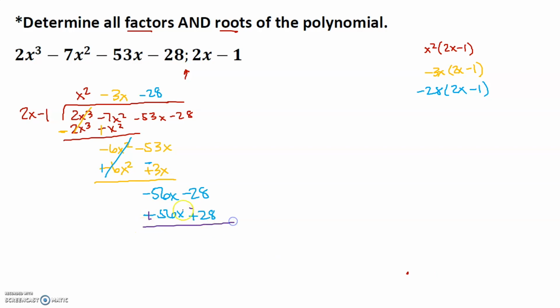Distribute. Okay, these cancel. We want 0. Now, I've noticed something here, and you're going to have to go through and change this. I have made a typo on this particular problem. We want this to be a positive.